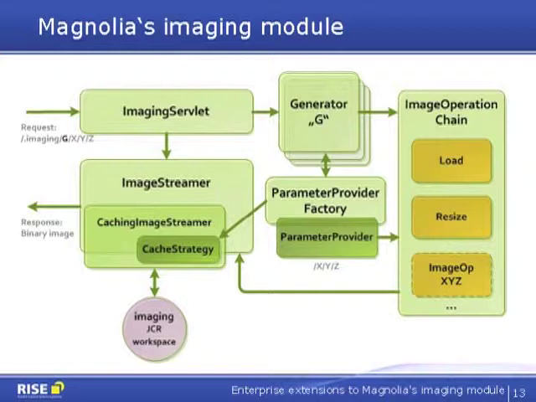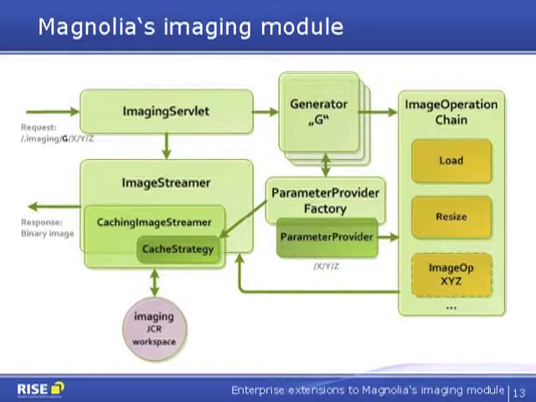How does it do that? It in turn makes use of two components, a parameter provider via a parameter provider factory. The parameter provider exists basically to parse the rest of the URL and identify what the generator should do based on that, maybe load a source image or something like that. And the generator then makes use of an image operation chain.